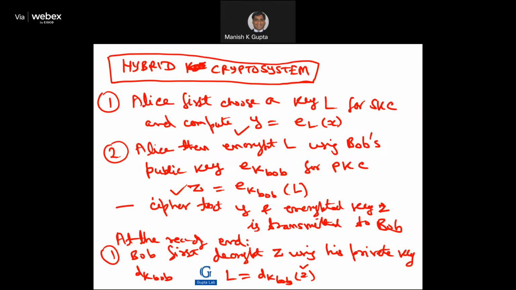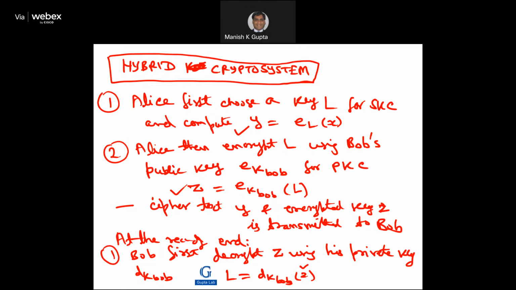This is the key, remember? Then ciphertext Y and encrypted key Z. So Z is the encryption of the key and Y is the ciphertext from the plain text X, right? It is transmitted to Bob. At the receiving end, Bob first decrypts Z, because Z is the encrypted key, using his private key. Okay? So basically L is nothing but DK Bob of Z. These keys have this property that if you use the encrypted key and apply the private key of Bob, you will get the actual key L.